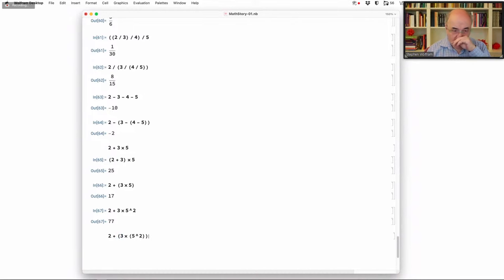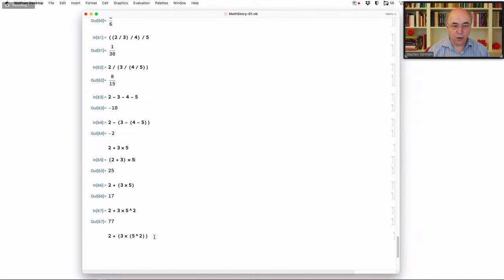And by the way, when we put in parentheses, we're forcing a particular grouping. We're saying, okay, in this case, for example, the default is that 3 times 5 is computed first, and then we add the 2. But actually, we want to do it the other way around. We want to do the 2 plus 3 first, and then we want to multiply by 5.